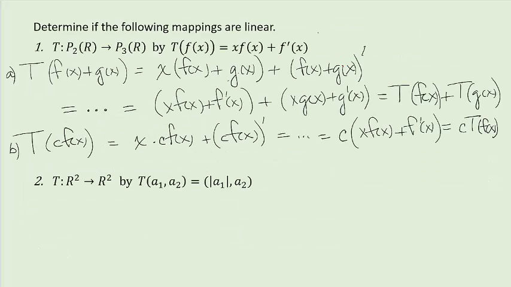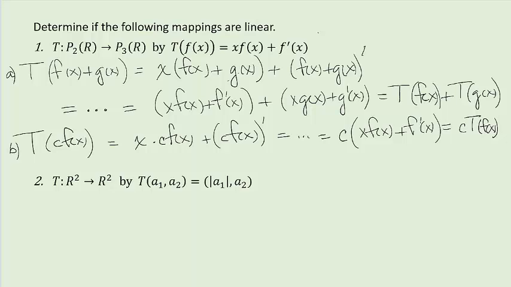So here's a couple of quick problems to just make sure that you know what you need to do to prove that a mapping is a linear transformation. The first mapping is T, mapping the vector space of polynomials of degree less than or equal to 2 to the vector space of polynomials with degree less than or equal to 3. And T is defined to map a function to x times that function plus its derivative.